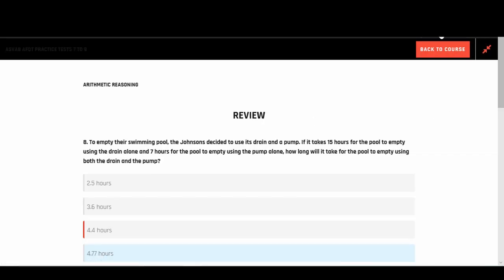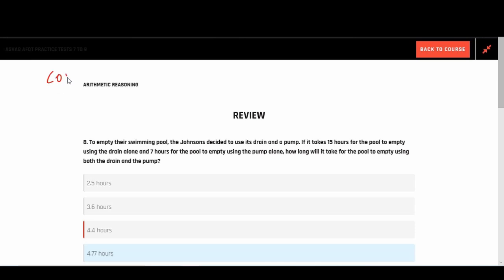All right. Number 8 says, to empty their swimming pool, the Johnsons decided to use a drain and a pump. If it takes 15 hours for a pool to empty using the drain alone and 7 hours for the pool to empty using the pump alone, how long will it take for the pool to empty using both the drain and pump? This problem has plagued me for every standardized test that I've taken, including the graduate record exam.